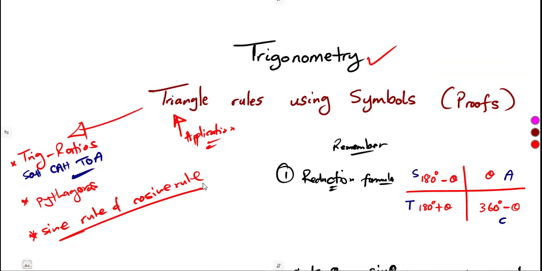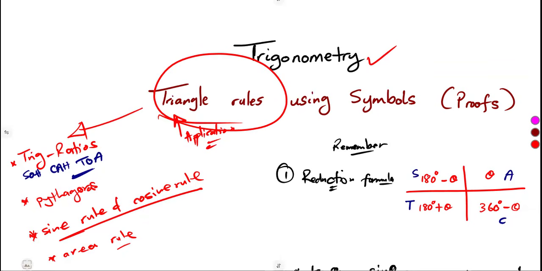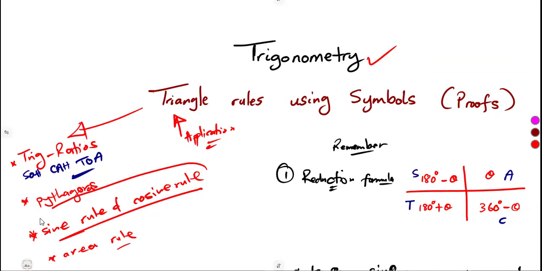They can bring something that has got area inside. Then what are you going to do? Apply that. Those are the basics that you have on the rules of a triangle: the trigonometrical ratios used on a right-angled triangle, and Pythagoras, the sine rule and cosine rule, which are used on a non-right-angled triangle.